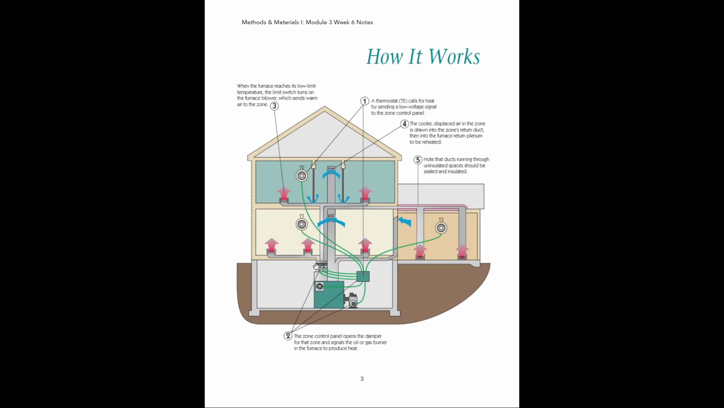So these 3 duct lines that I just talked about, these are our supply lines. You can see the supply lines are illustrated by the red arrows that are coming out of these registers in the different spaces. And like I said, that is the air that has been heated that's coming directly from the furnace.